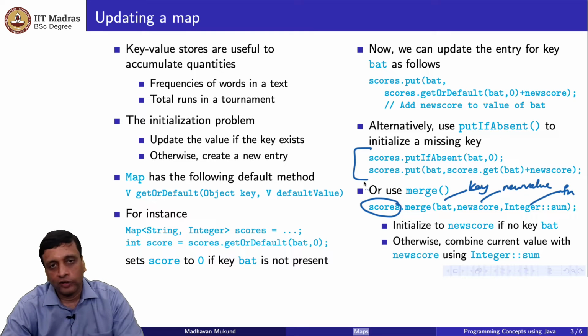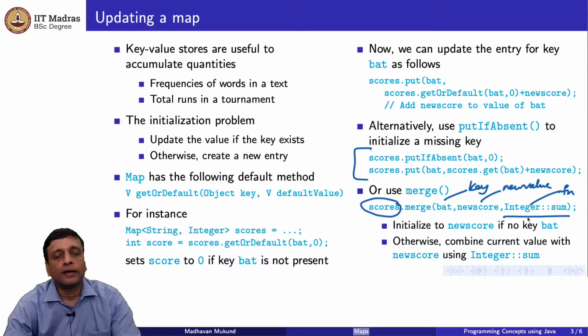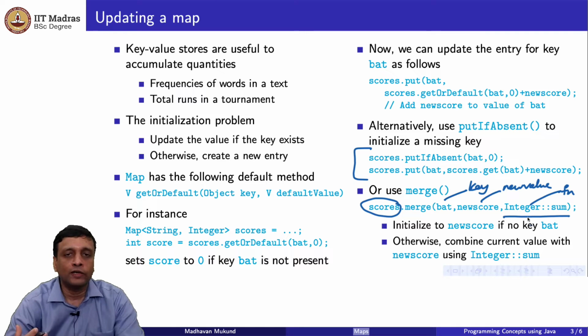If there is a key already, then it takes the two values, scores.get bat and new score, and combines them using this function. Here the function that we have provided is the sum function from the integer class. This is a kind of static function in the integer class. So it says take the current value of the score associated with bat, take the new score which I am providing you now, and combine them using sum. So this is a third and flexible way. It says either initialize to the new value or take the old value that already is there, the new value, and combine them using the function I give you.